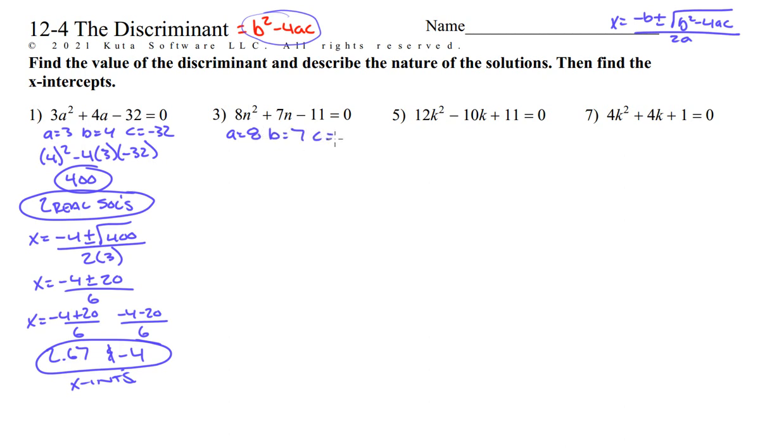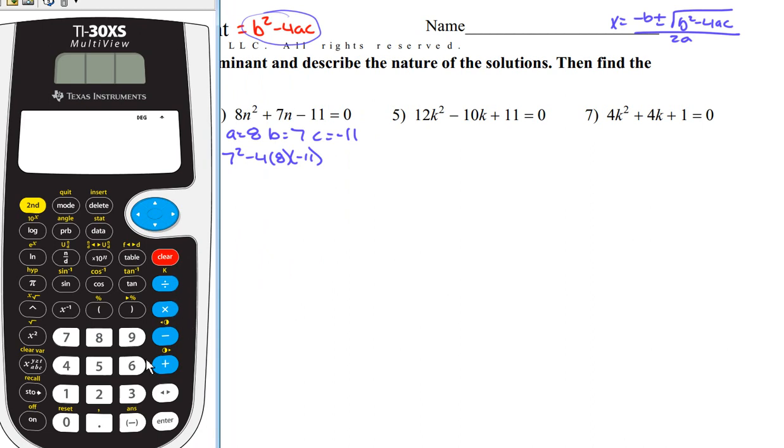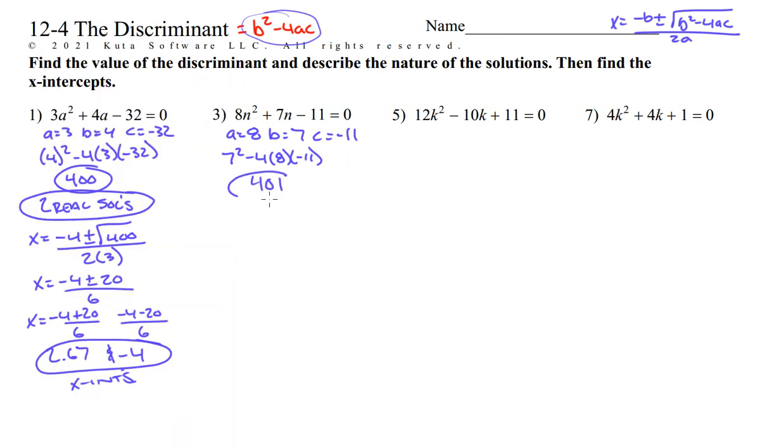Number 3: A equals 8, B equals 7, C equals negative 11. We're going to plug that into just the discriminant. So we've got 7 squared minus 4 times A, which is 8, times C, which is negative 11. 7 squared is 49 minus 4 times 8 times negative 11. 401 is our discriminant, so since it's not 0, there are 2 solutions. It's positive, so it's going to be 2 real solutions.